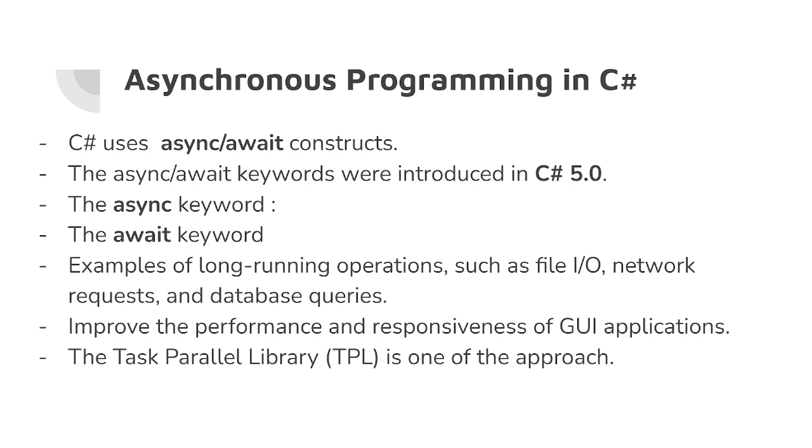The async keyword is used to mark a method as asynchronous, and the method will return a Task or Task of T object, which represents the asynchronous operation. The await keyword is used to indicate that the program should wait for the asynchronous operation to complete before continuing execution. For example, long-running operations such as input, output, network requests, and database queries. In this scenario, we can use asynchronous programming. If we use asynchronous programming, this will improve the performance and responsiveness of GUI applications. The Task Parallel Library, that is TPL, is one of the approaches of asynchronous programming in C# that provides additional features and flexibility.